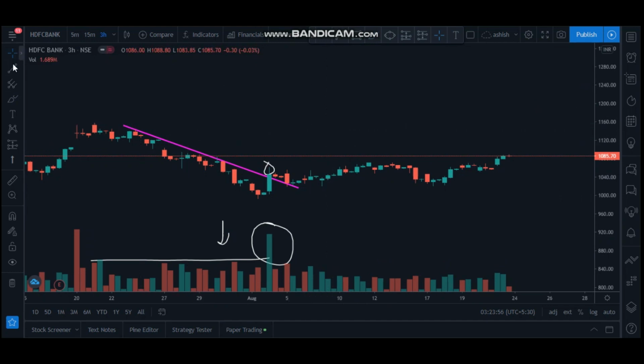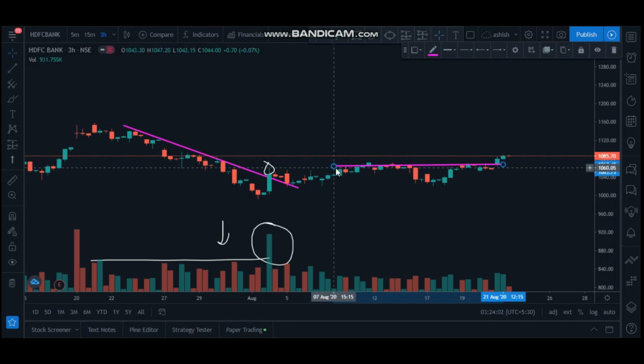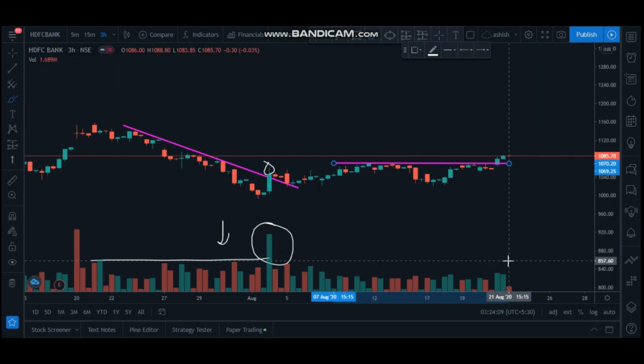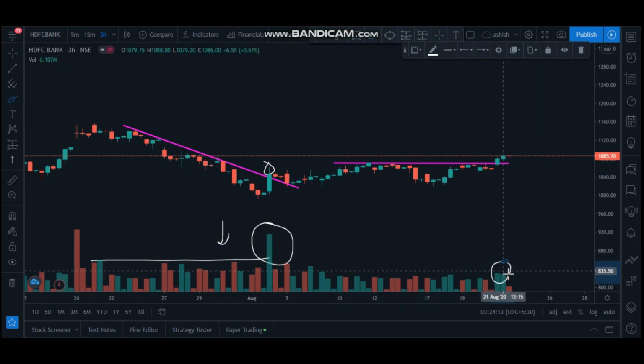Again, we can see one more example here. Price gave a breakout above this trend line, and below this we can see two big green bars with high volumes.